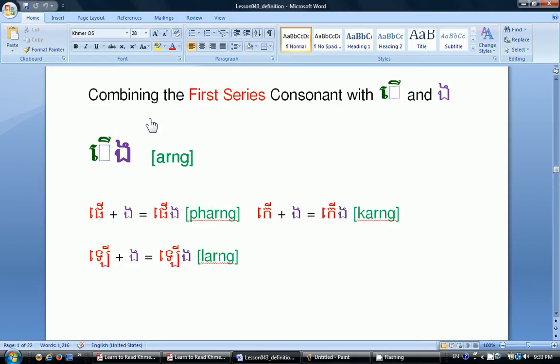Combining the first series consonant with the vowels ao and ending with consonant ngo. Ao and consonant ngo. So ao, ao ngo, ang. Okay, so now let's practice reading these words. Po ao pao, pao ngo, pang. Ko ao cao, cao ngo, càng. Lo ao lao, lao ngo, lang.